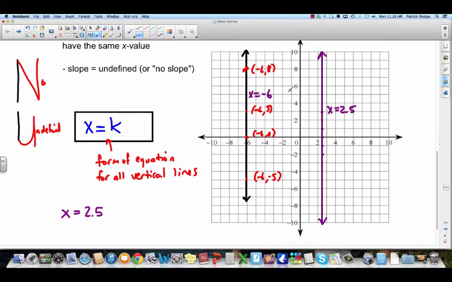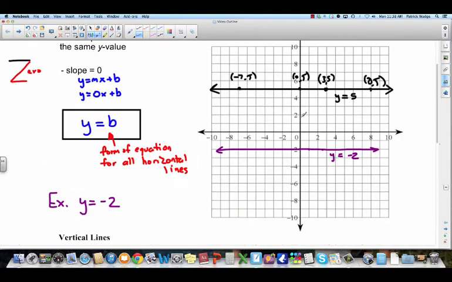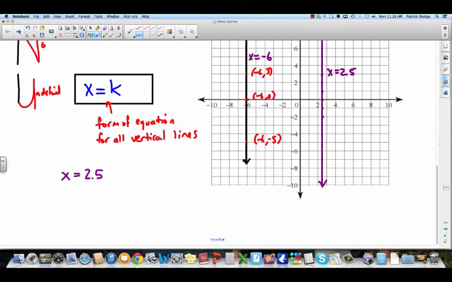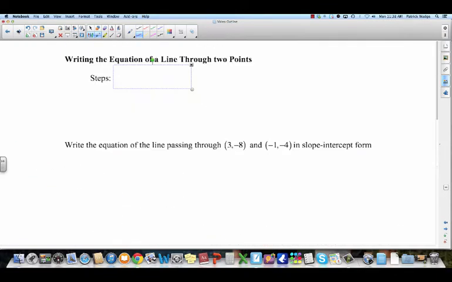So vertical lines, horizontal lines, we've done it before, and there's a little reminder for you. Okay, moving on. The next thing is very important, and we actually did it last day, so if you got a little confused by it last day, here's your chance to get it today.